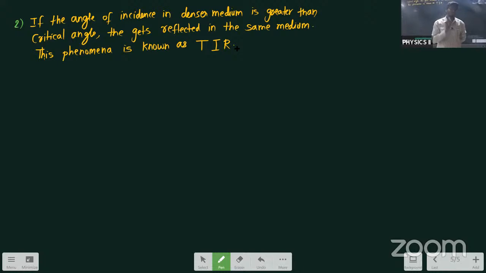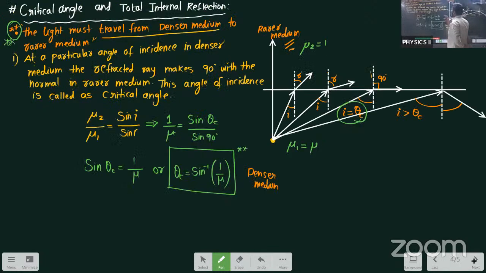Next, we started a new chapter called ray optics. In ray optics, first of all, we discussed the Cartesian sign convention. Then we moved on to the relation between focal length and radius of curvature. Later on, the last thing we discussed was critical angle and total internal reflection.